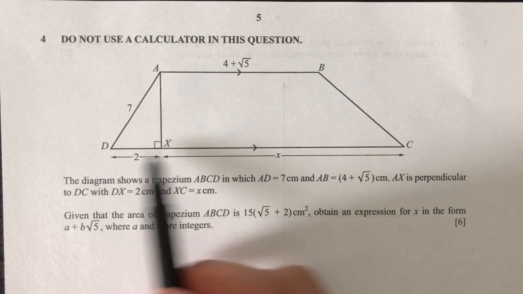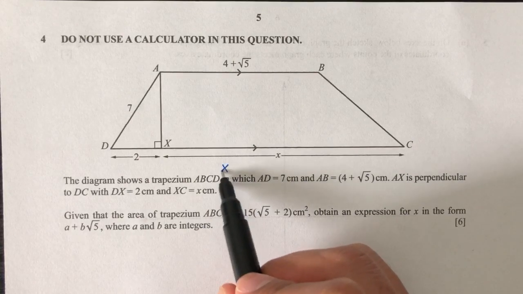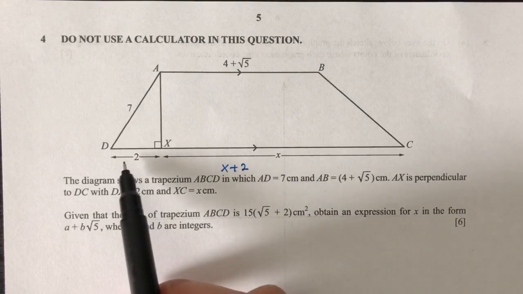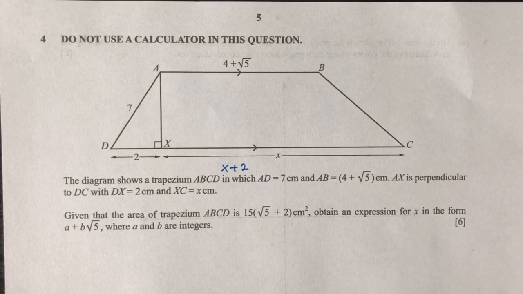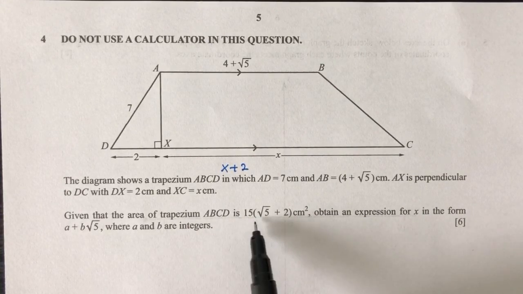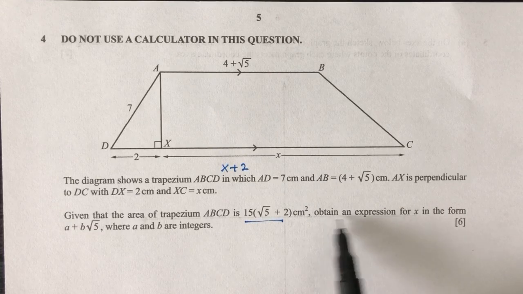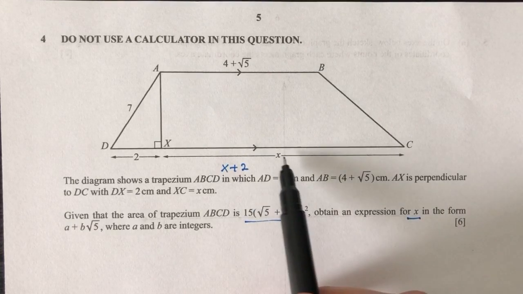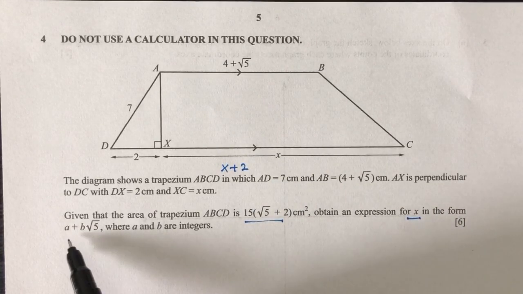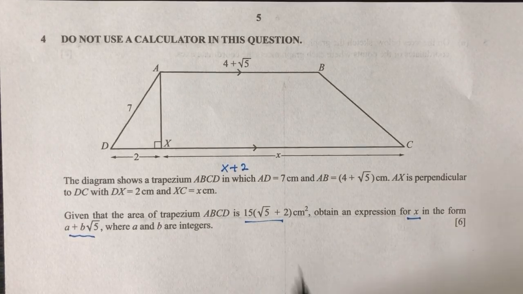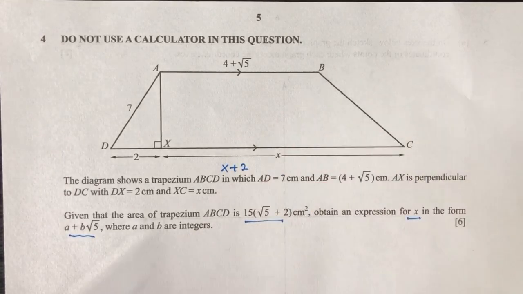So what is the length of DC? It will be x plus 2. This is 2, this is x. I hope that makes sense. Now, given that the area of the trapezium is this much, obtain an expression in terms of x, in the form of this. So basically, we have to find the area of this trapezium.